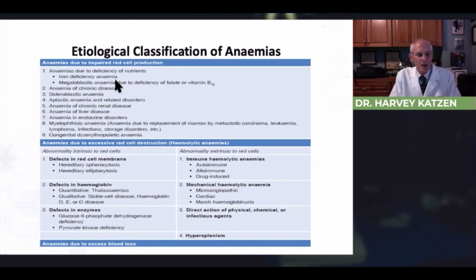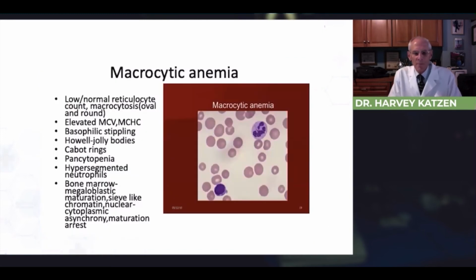What is the underlying cause due to the deficiencies, iron deficiencies? Now, even megaloblastic anemias can be looked at as an etiologic anemia, such as a decrease in folate or B12. You can have anemia of chronic diseases, of liver disease, and so forth. But I just wanted to show you there are many ways to look at anemias.